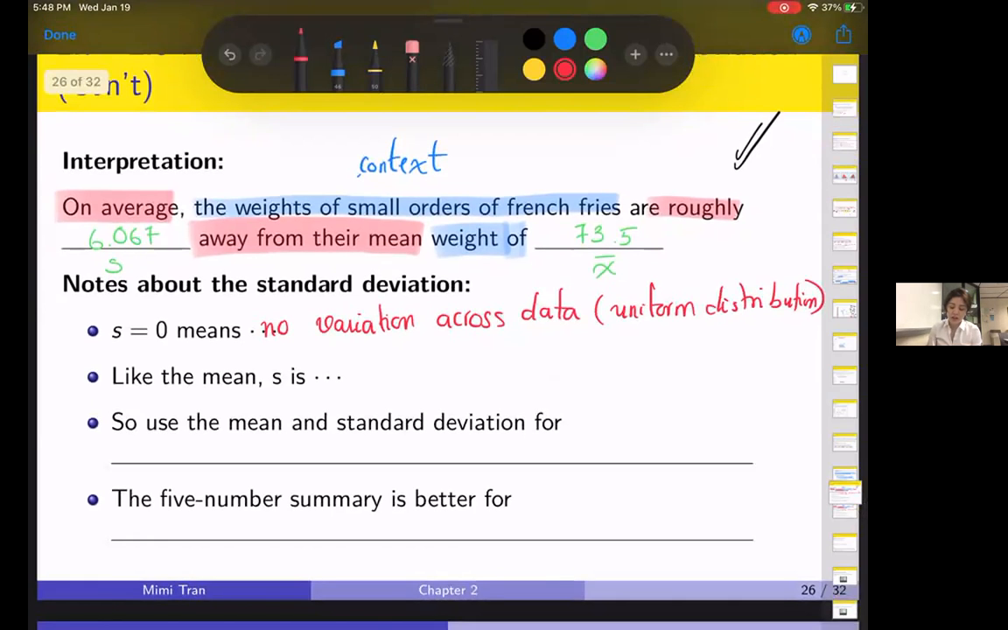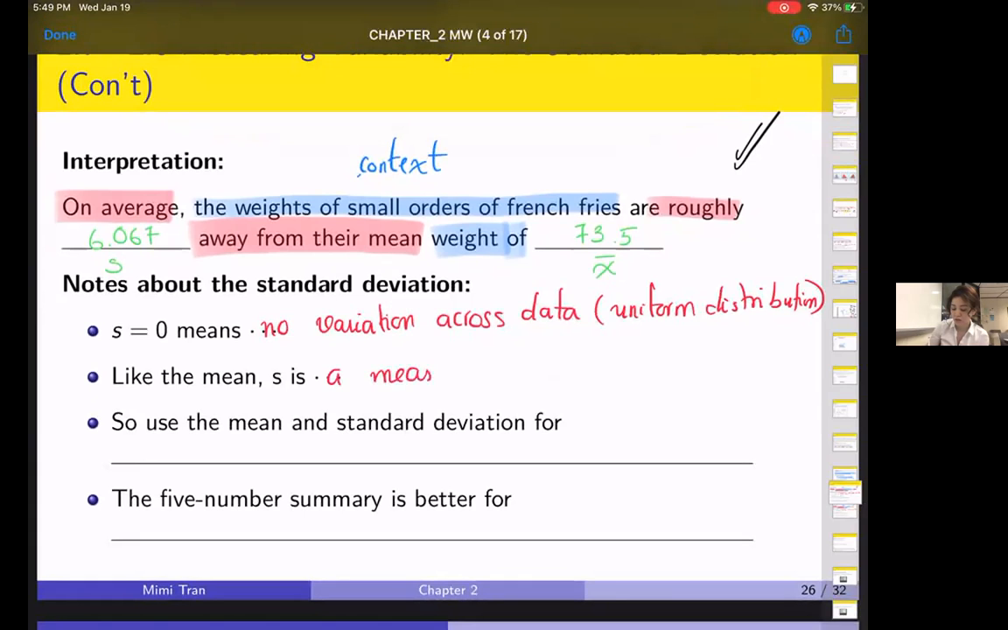The standard deviation is a measure of the normal curve. When you sketch a normal curve, the two things that you need to know are the mean and the standard deviation. That's very important. We use the mean and the standard deviation for what? What does the mean measure?